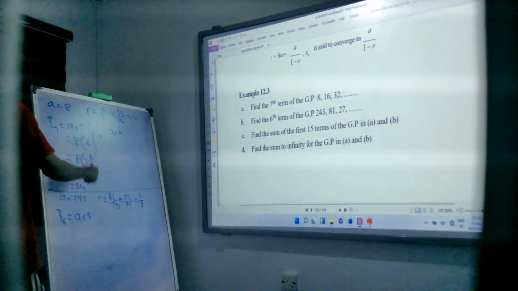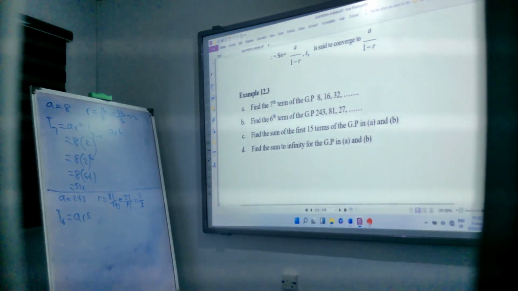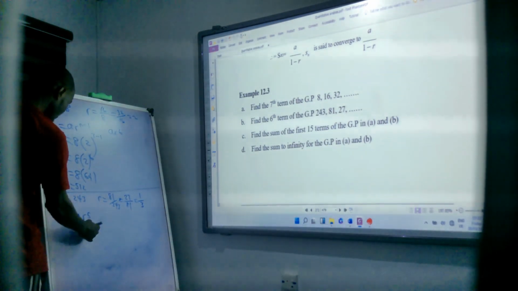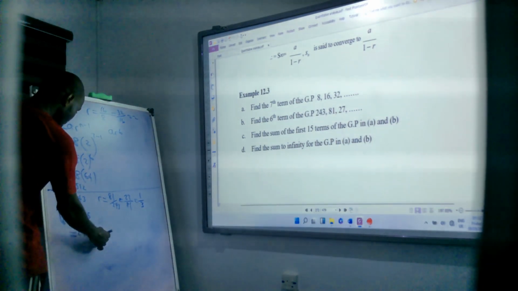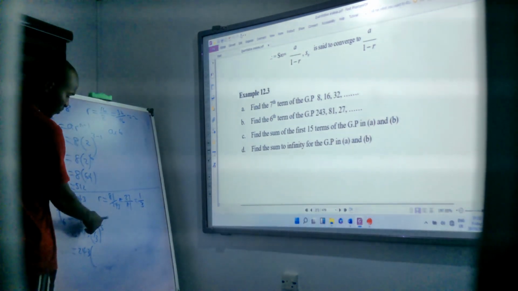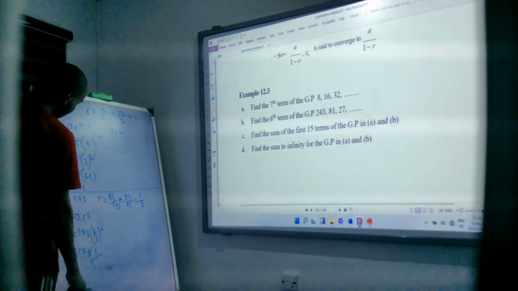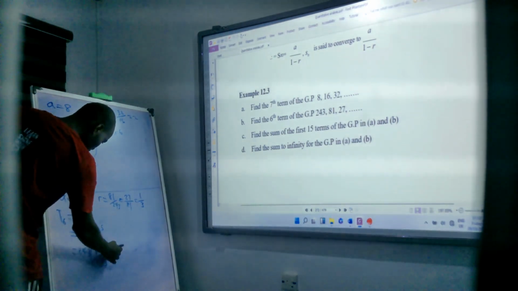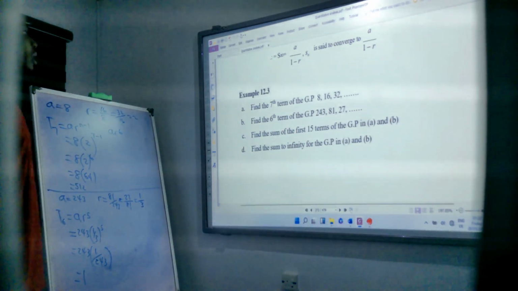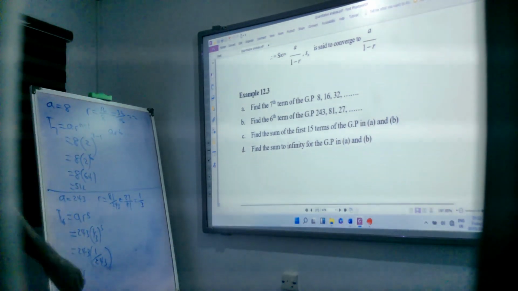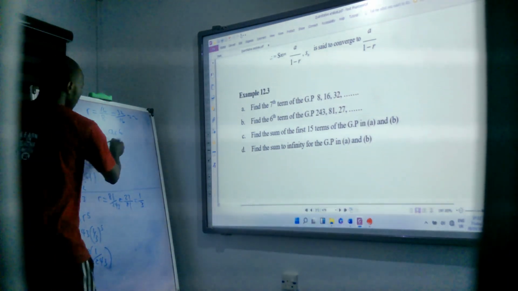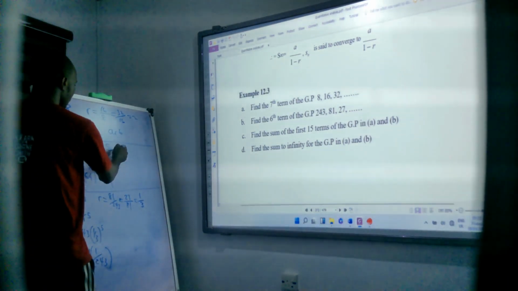And we are looking for the 6th term. So our T6 will be A r raised to the power 5. I still apply this formula, I told you. That will be r raised to the power 6 minus 1, that is 5. So our first term is 243 multiplied by 1 over 3 raised to the power 5. 1 raised to the power 5 is 1. 3 raised to the power 5 is 243. And we have 1. The sixth term is 1.